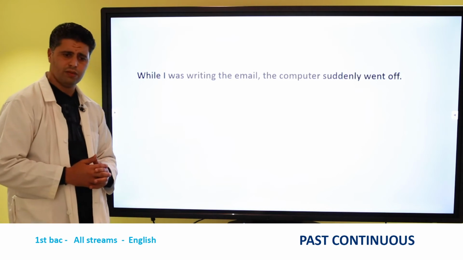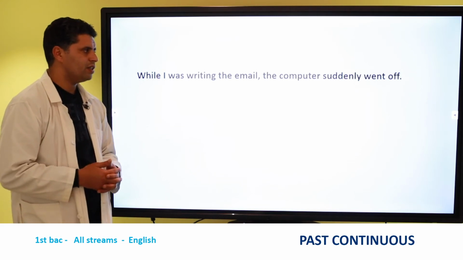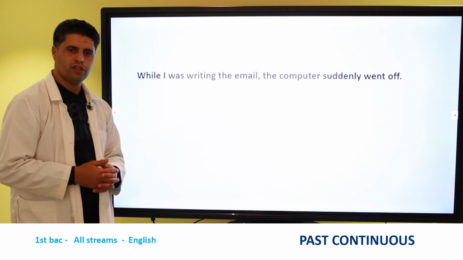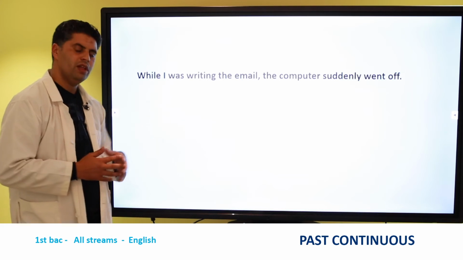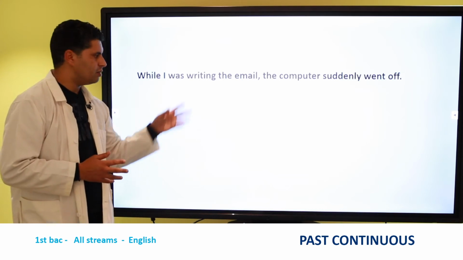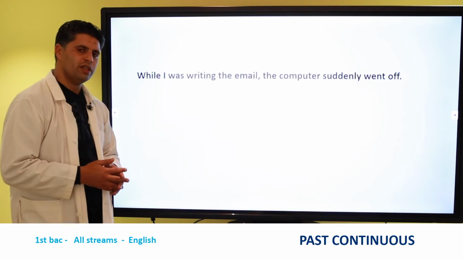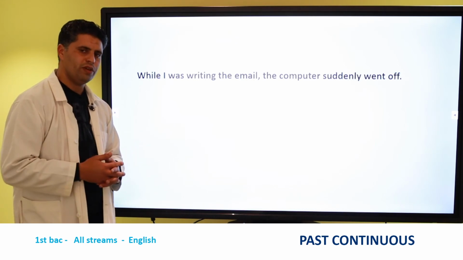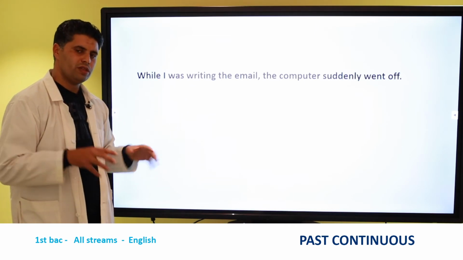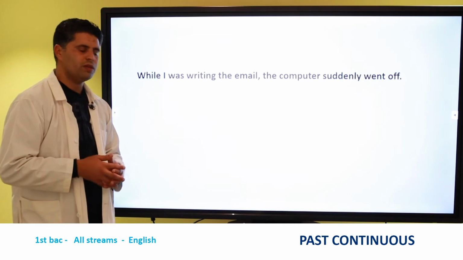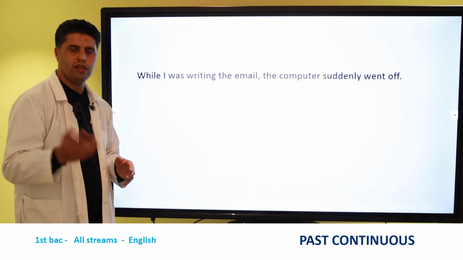Let's take another example. As you can see here, while I was writing the email, the computer suddenly went off. Here also we have two actions, and here we have a long action in the past, which is writing. So when you write something, this action may take a long period of time. That's why here we have used the past continuous, because it is a long action and because this action happened in the past. And the computer suddenly went off.